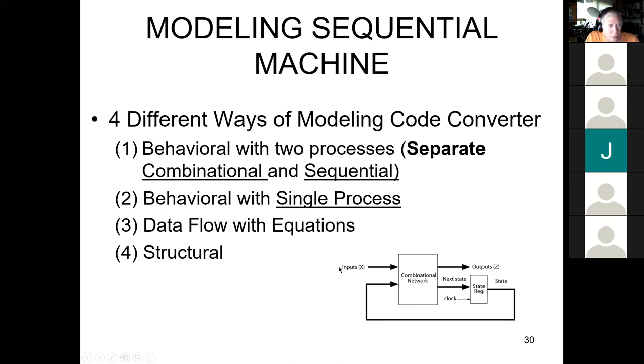So here's the idea. We have an input X that's going to be our input code, and our output Z is going to be our output code. We have a combinational network here, and we have a state register. The register remembers what state we're in, and each clock pulse changes the state register to our next state. Our inputs to this state register determine what the next state will be. And then this all feeds back to our combinational network that generates the next state, basically the D inputs for our flip-flops, and our outputs. And again, this is a Mealy solution because our outputs depend on the next input and the current state.